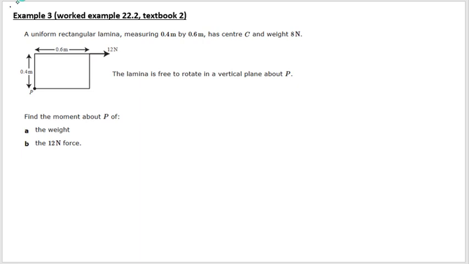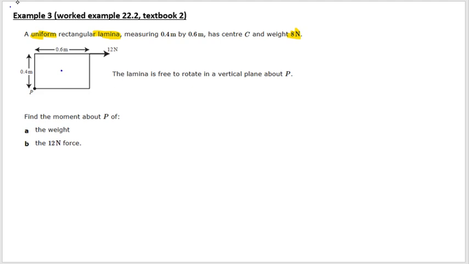This is a moments example based on a lamina. So just effectively, for what we're interested in, it's just a 2D shape with no depth effectively. We've got its measurements here, and we've told the center at C. Because it's a uniform lamina, the center is going to be the bisection of the two diagonals, what most people consider the middle, and we've got a weight force of 8 newtons.